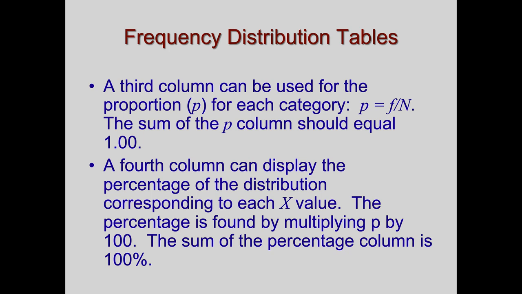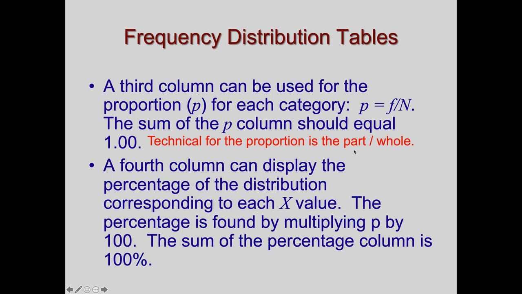Frequency distribution tables. One of the last things we talked about in the last video: a third column can be for P equals F over N. Now, if I'm a kid sitting in class, all of this technical talk is starting to get on my nerves. This is the kind of thing that math majors are very comfortable with, but most people are not math majors, so they start looking at this and have a negative reaction. Don't.